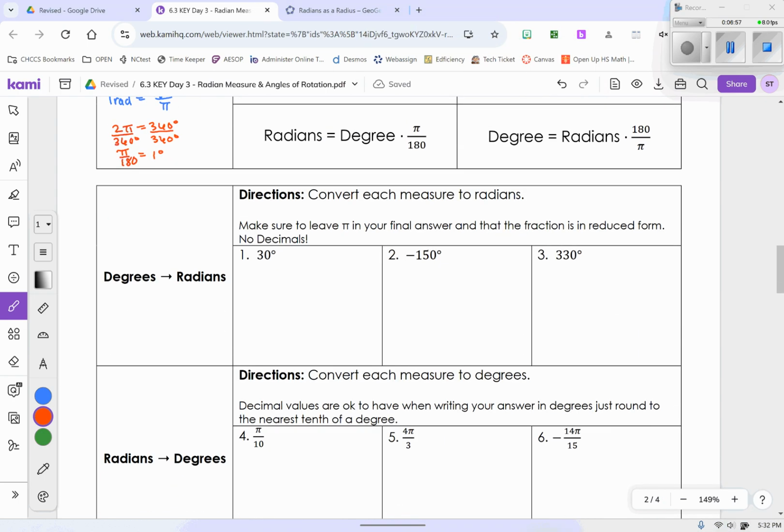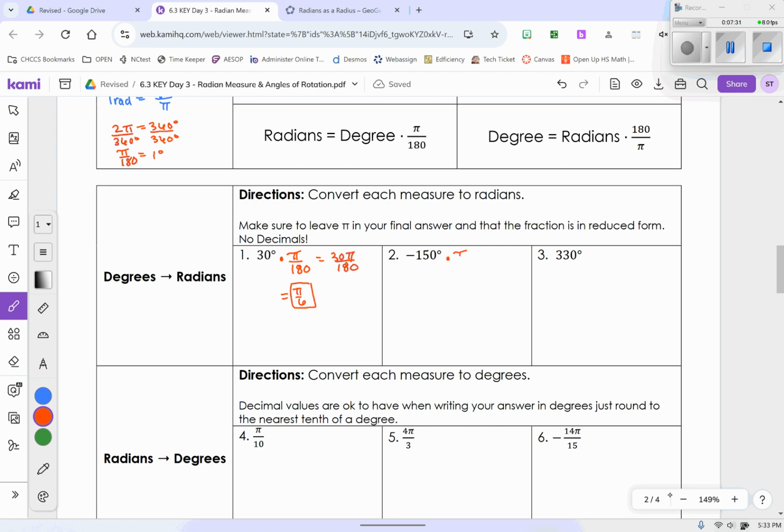So let's go ahead and convert each measure to radians. If I want to convert this, we have 30 degrees. So we want to convert this to radians, so we have to multiply this by pi over 180. When we do that, we get 30 pi over 180. And every time you have a radian measure, you want to leave pi in your answer, and also in simplest fraction form or reduced fraction form. So 30 over 180 is 3 over 18, and 3 over 18 reduces to pi over 6.